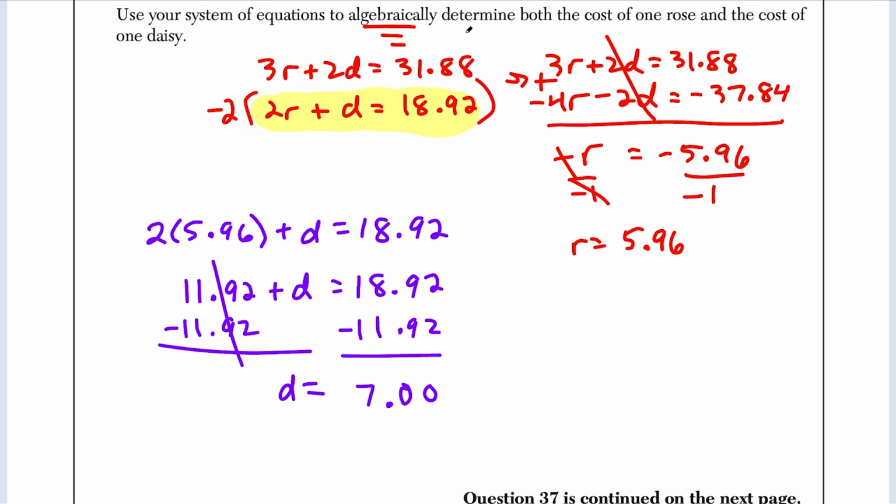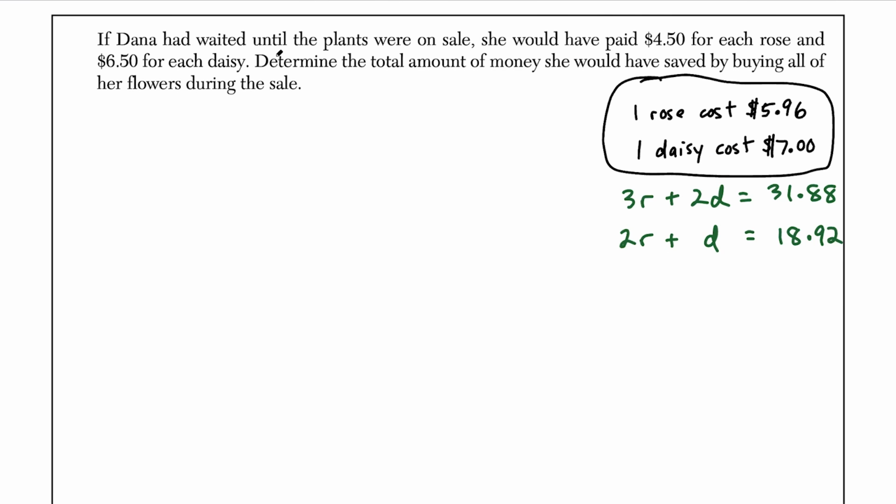Now, before we move on, the question actually asked us to determine the cost. So I want to write this out in money form. So now for the last part of this question, we have if Dana had waited until the plants were on sale, she would have paid $4.50 for each rose and $6.50 for each daisy. And we have to determine the total amount of money she would have saved by buying all of her flowers during the sale. So let's think about the total bill.